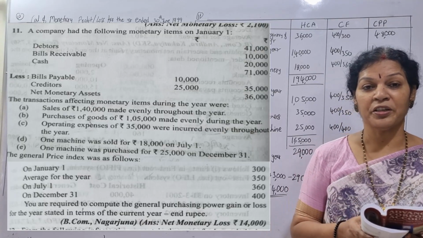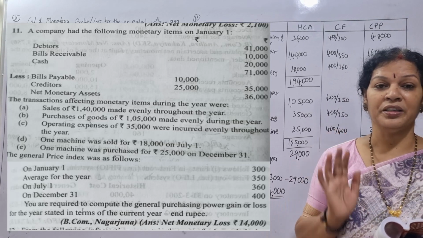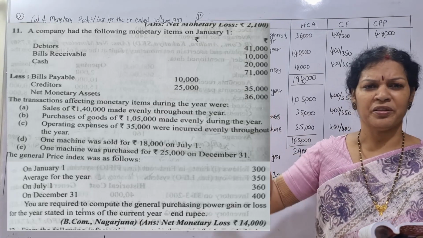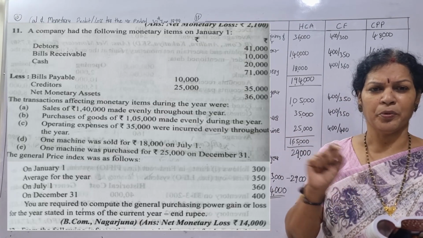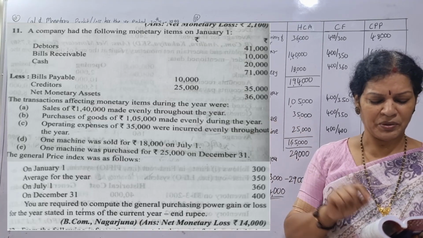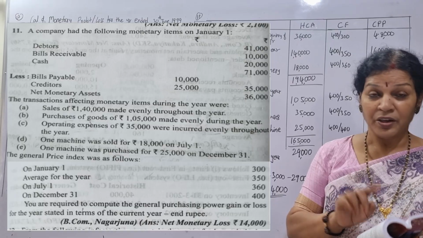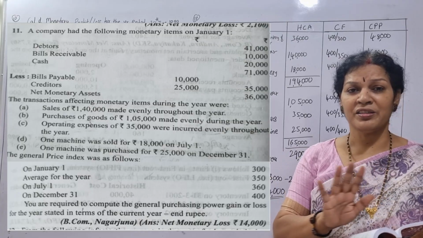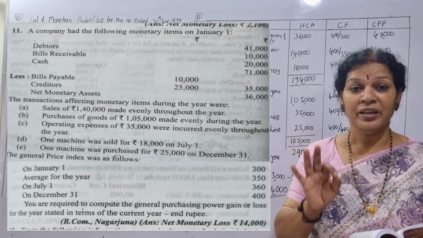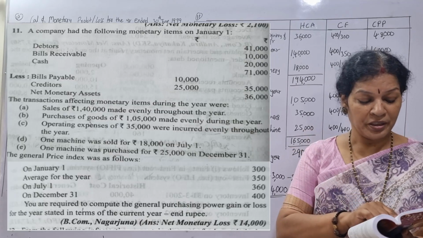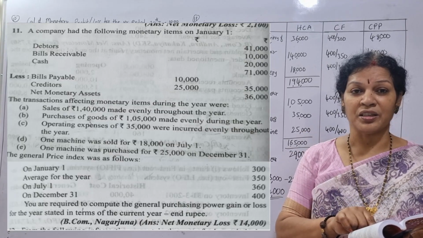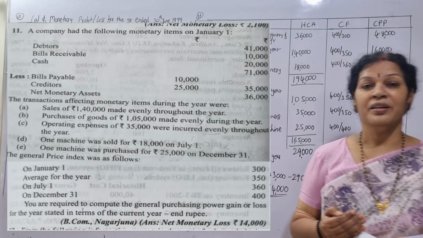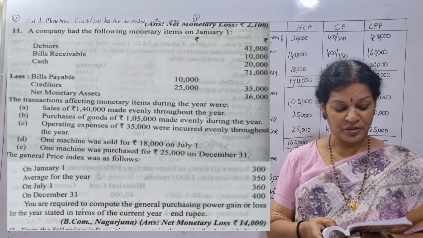Net monetary assets 35,000 means this is the beginning of the year. You have to take this amount; with this amount, you are going to start the problem. Like the previous problem we started, net monetary assets were given. In the same way, this is the amount we require. Don't touch debtors, bills receivable, cash, bills payable, creditors. We want only net monetary assets, which is given as 35,000. Only that we are going to take, and to that you are going to add the income and deduct the expenses.